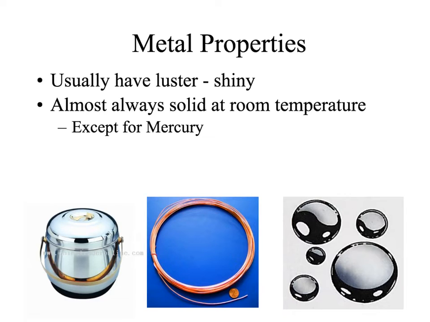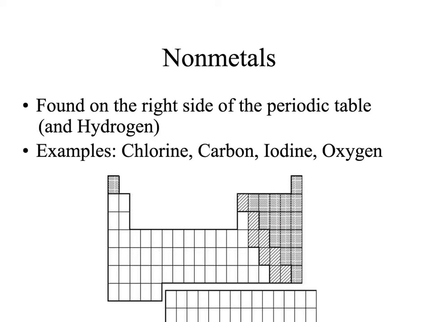But also, the majority of metals at room temperature are solid on this planet. The only exception is good old quicksilver, which is mercury. Mercury is actually a liquid at room temperature. It's the only metal, though, that is liquid at room temperature. Otherwise, most are solid.